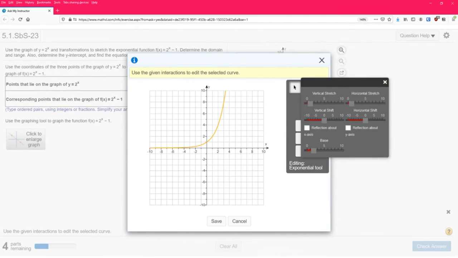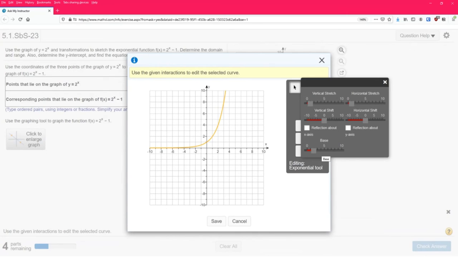So what you'll notice here is that at the bottom you see base. The base of our exponential in this example was 2, and if I go on the bar, I can adjust that base to be some other value, but it is defaulted to the base that is used in the question. So you can see if I adjust the base a little bit, the graph is going to change. So we want a base of 2 for our graph.